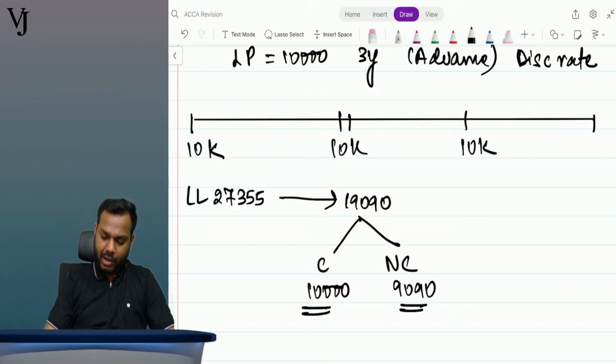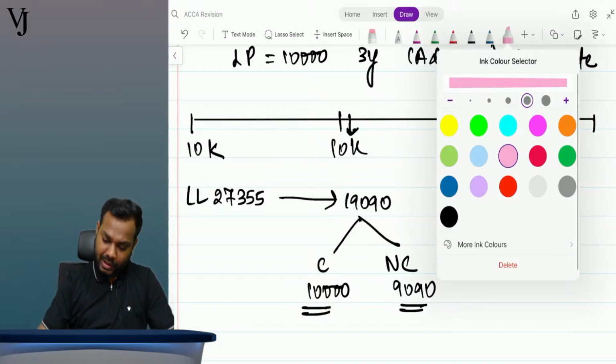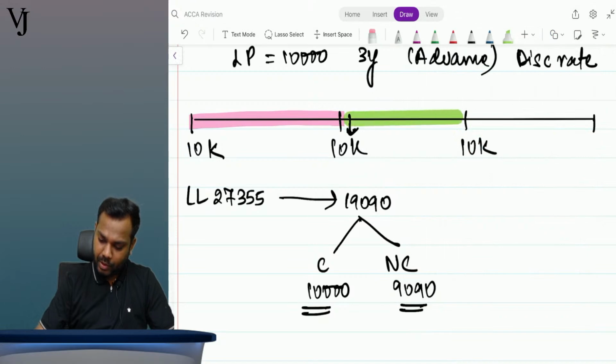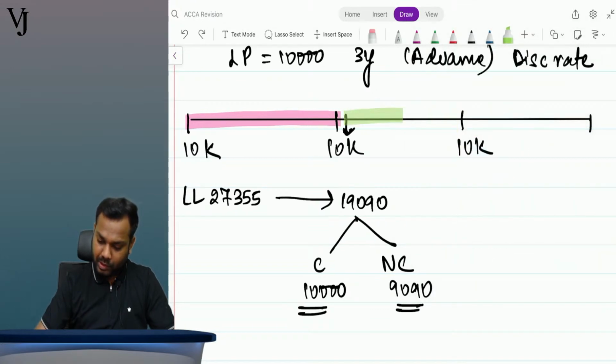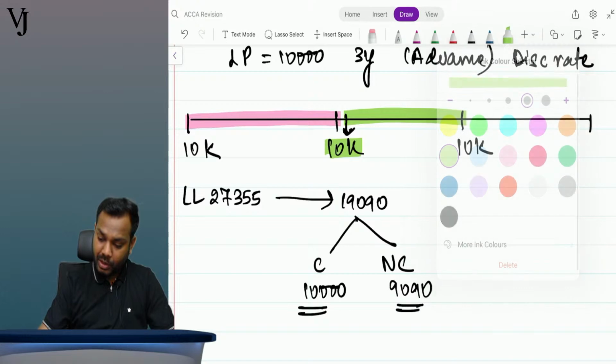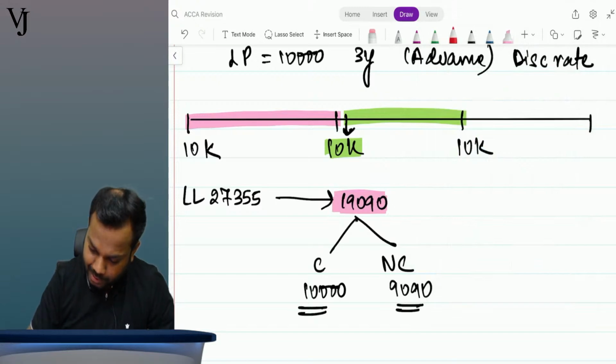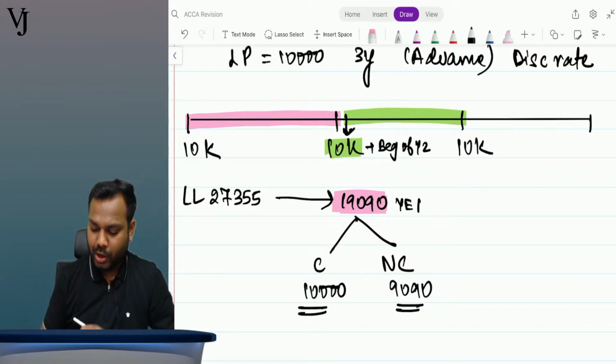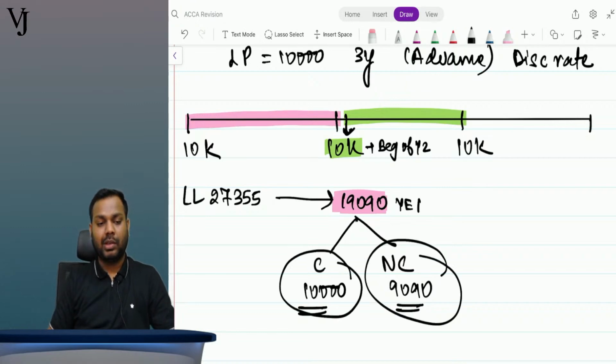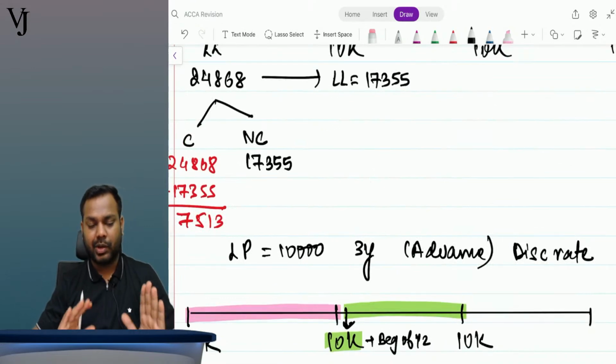See, standing on this date, on the very next day, this is year 1 and this is year 2, the green one. This 10,000 is paid in year 2, not year 1, right? The 19090 balance which you have calculated is at year end 1, but this is paid at the beginning of year 2. That's why I say that 10,000 is current and 9090 is the non-current part. So this is how you will do the classification of current and non-current.